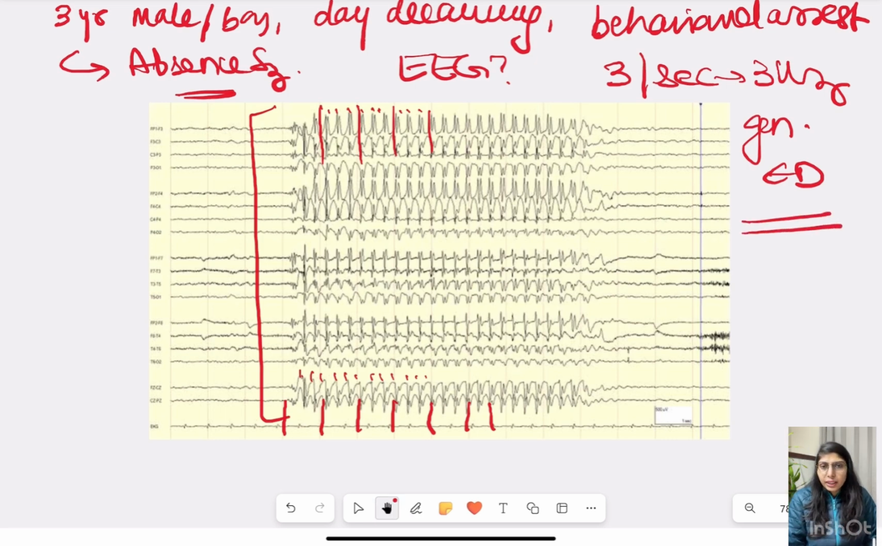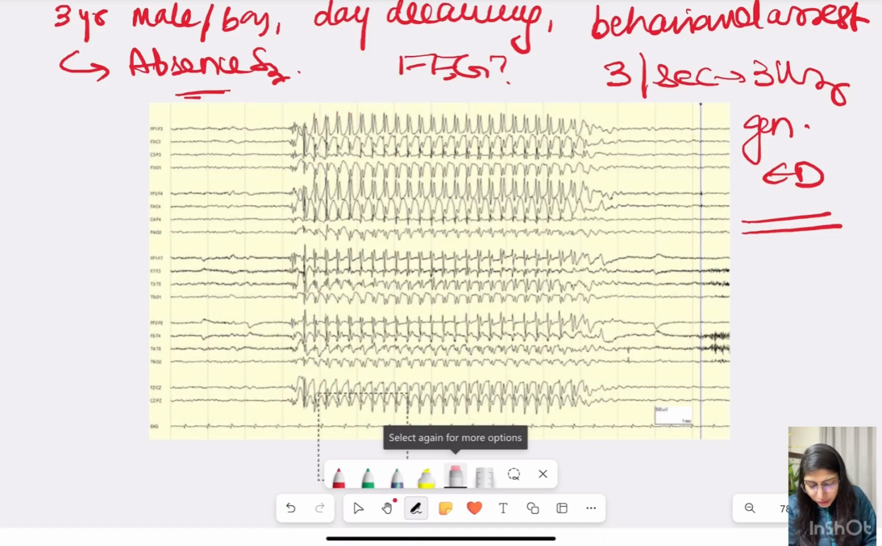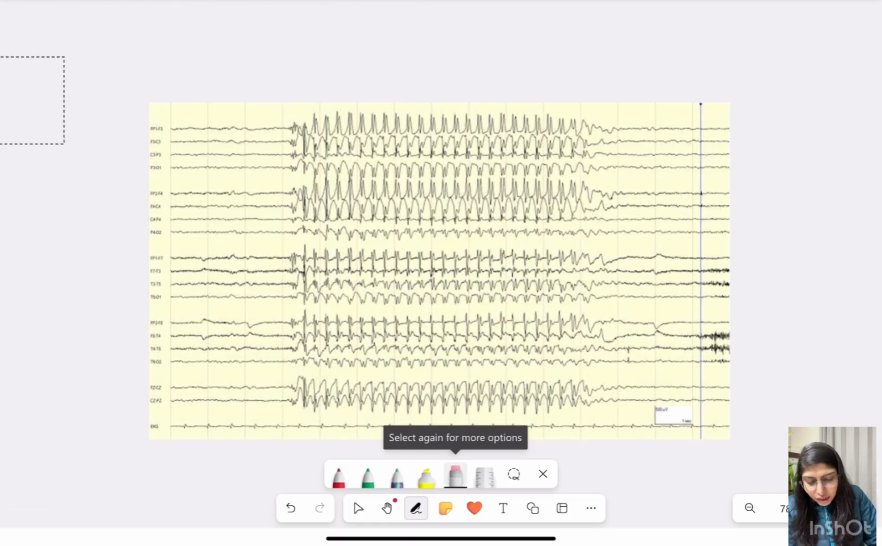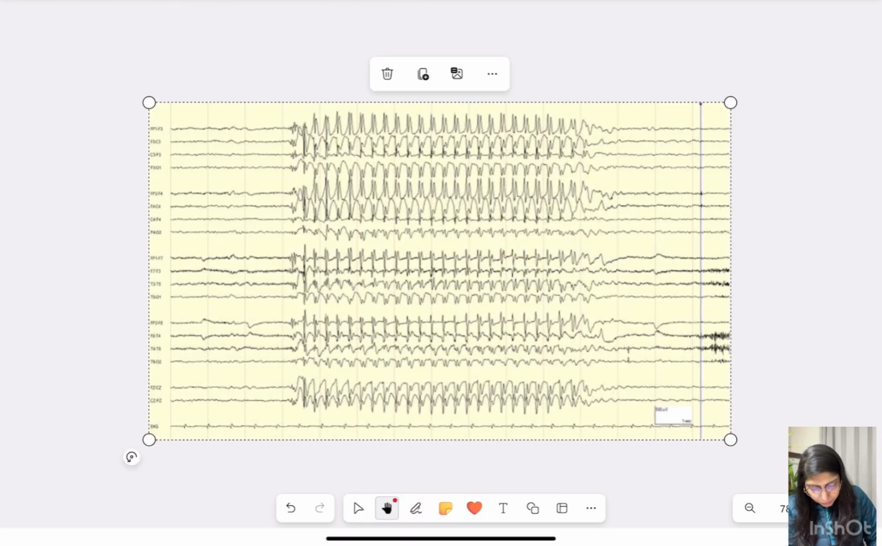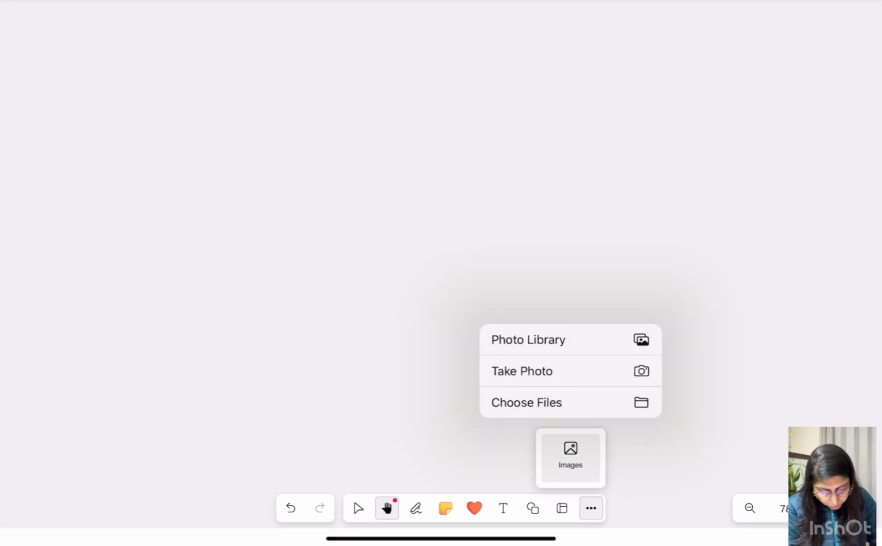It's a 3 hertz generalized epileptiform discharge, and this is a child having absence seizure. So this is very importantly asked in an exam, a very important question, and a very old question actually. I think you all must be knowing this already. Let's move on to the next one, to our third abnormal EEG.